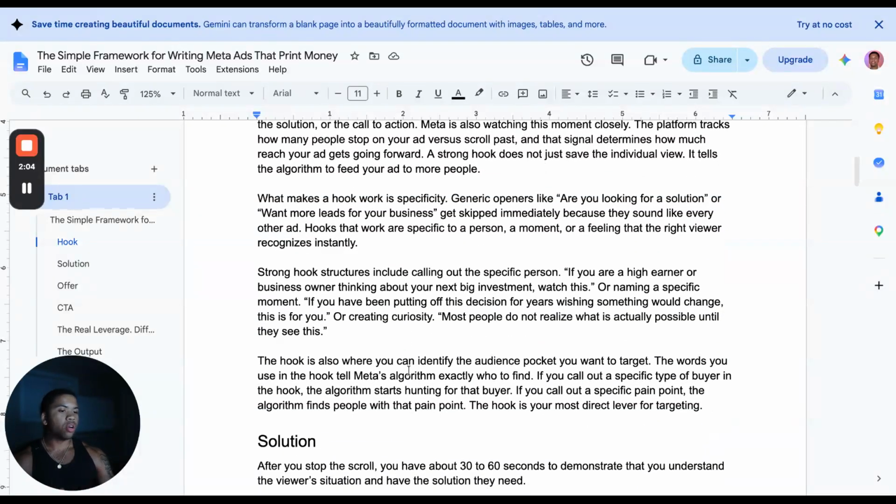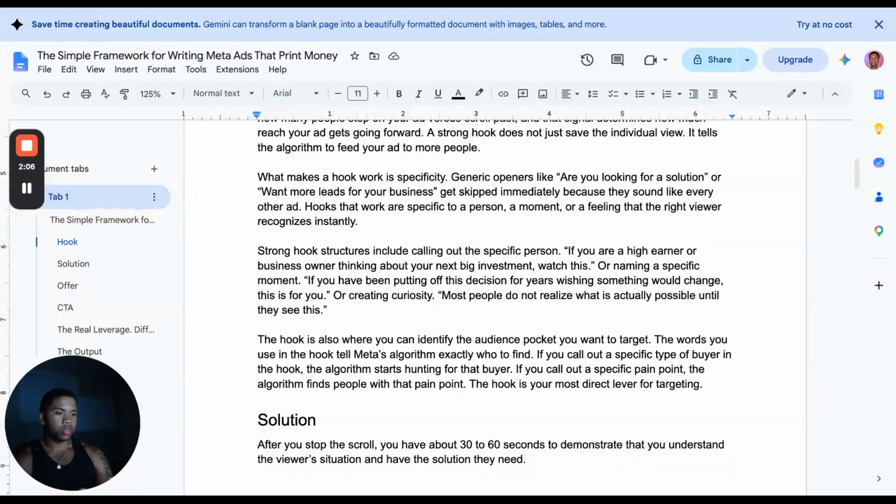A strong hook is going to call out a specific person. Let's say maybe it's a biz op offer, a more money offer: if you're a high earner or business owner thinking about your next big investment, watch this. Something where someone thinks, oh, this is me. They identify, they raise their hand, and they keep watching.